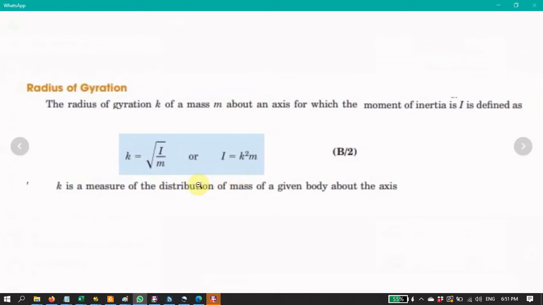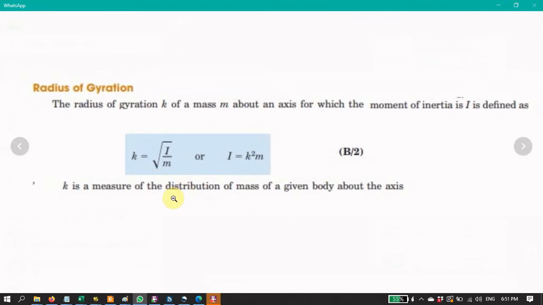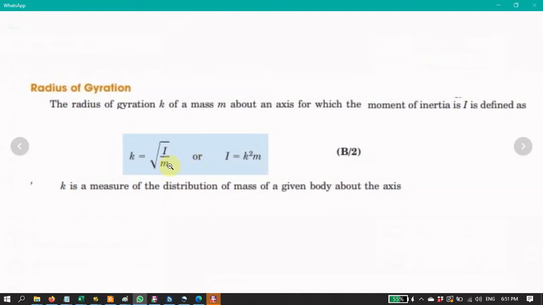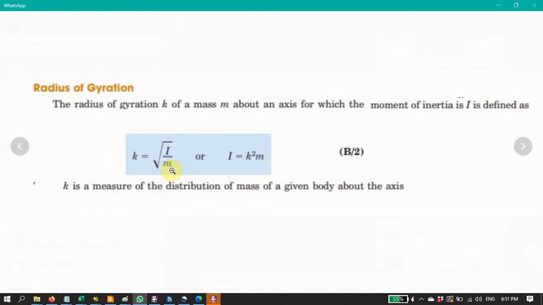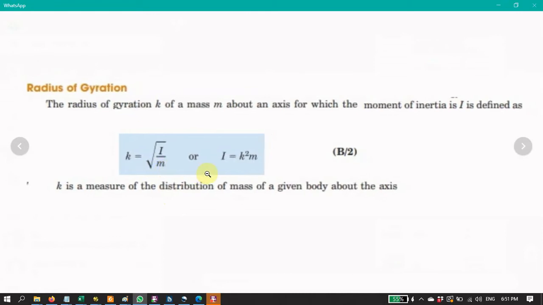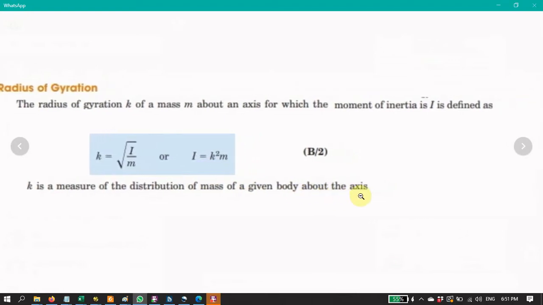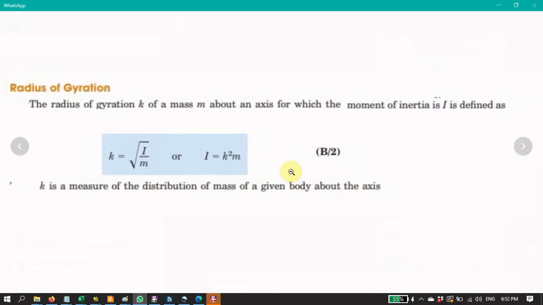and we have to know the location of the axis of rotation, right? Divided by the mass of the rigid body, right? So normally the value of k is given to you, and from that we can calculate the moment of inertia of the body about an axis of rotation, and this equation is given in Appendix B/2.